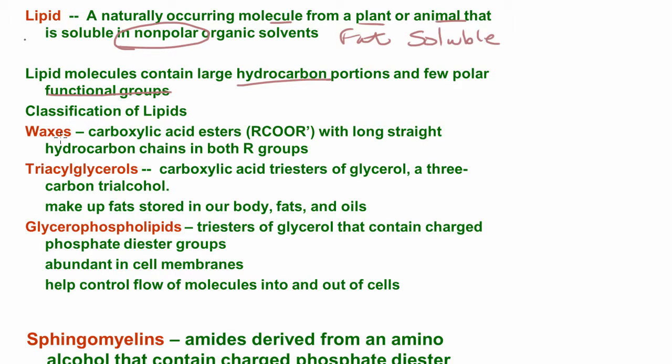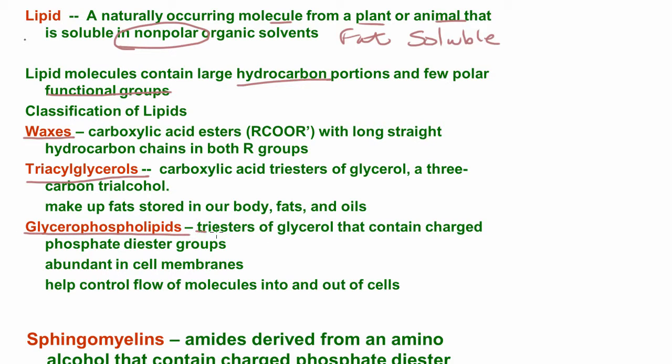So we're able to classify lipids as waxes. These are what we call carboxylic acid esters that have long, straight hydrocarbon chains. And we have the triacylglycerols. These are triglycerides. We'll talk about these in a little while, but these make up fats that are in oils and that are stored in our body and so on.